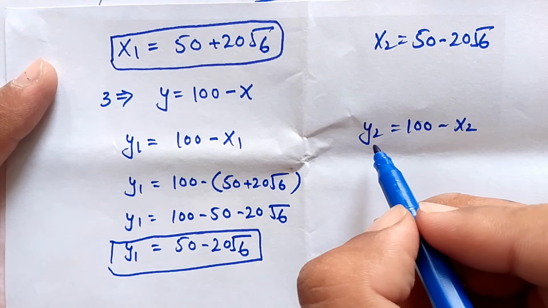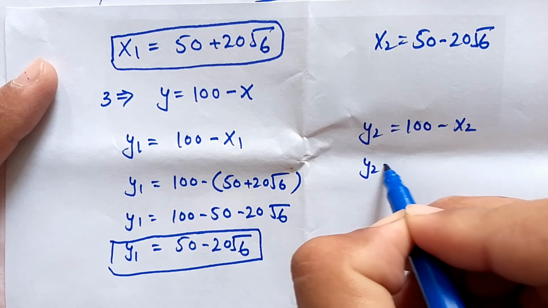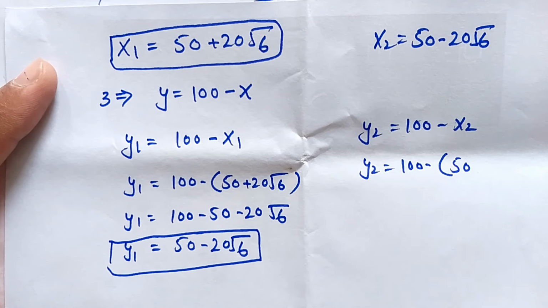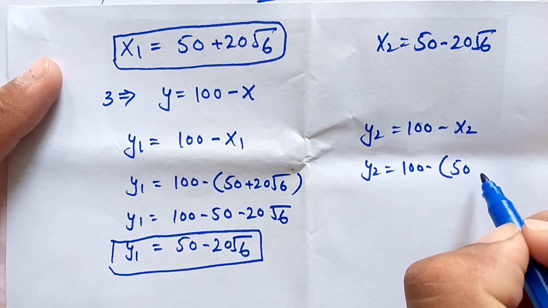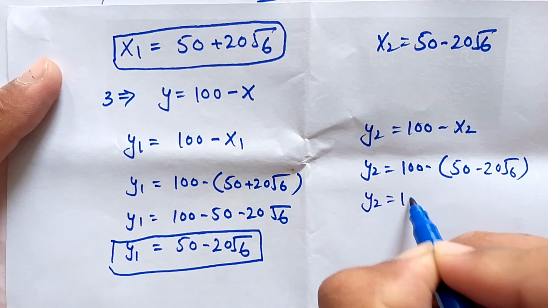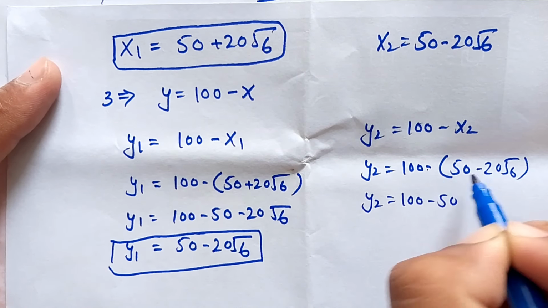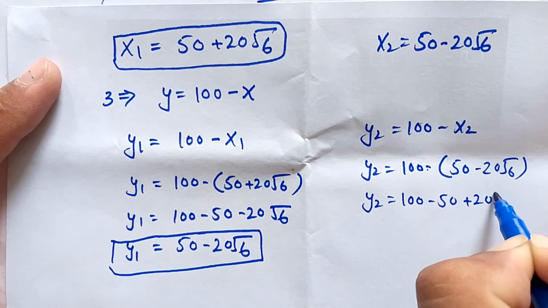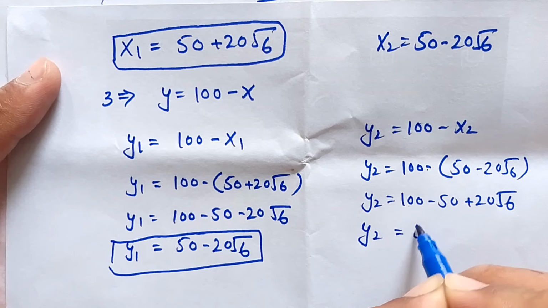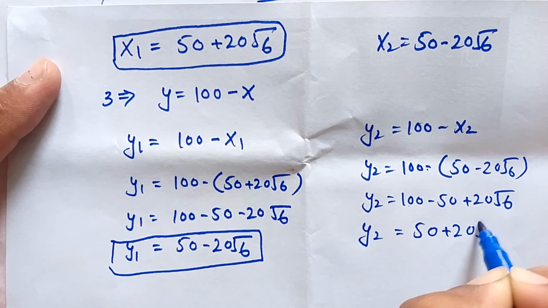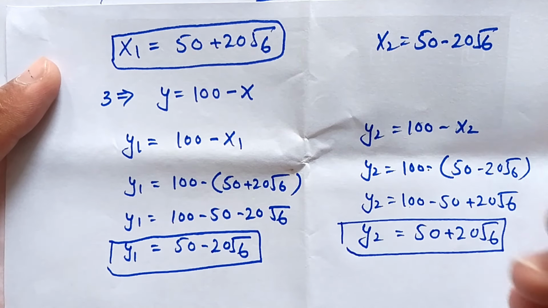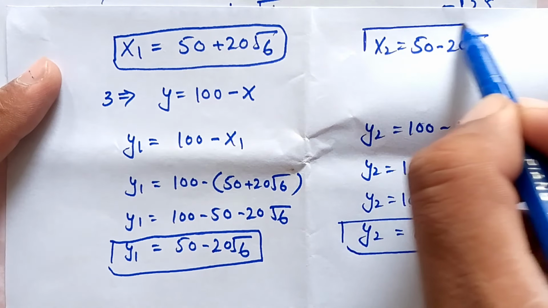Now we have to find y2. So y2 is equal to 100 minus x2, where x2 is 50 minus 20 square root of 6. So y2 is equal to 100 minus 50, and minus times minus is plus, plus 20 square root of 6. So y2 is equal to 50 plus 20 square root of 6, and this is the value of y corresponding to x2.